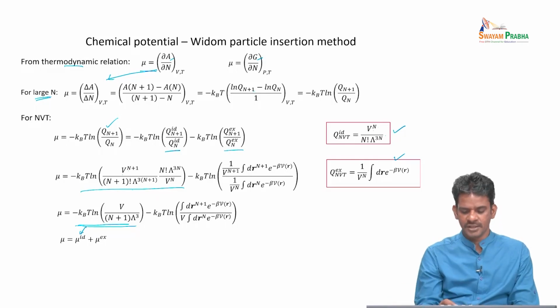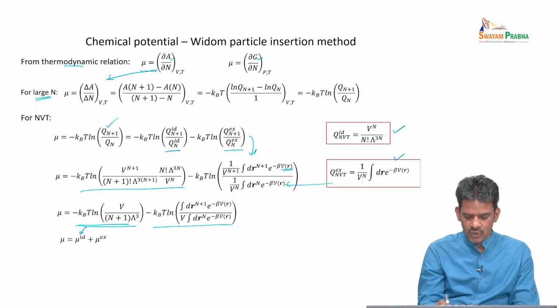Similarly, if you look at the excess part, you are going to substitute N plus 1 wherever N is for the numerator, and then you get 1 by V_{N+1} integral over configurational space with the N plus 1 particles, and this is the potential energy for the N plus 1 particle system, and in the denominator you will have the same expression for the N particle system. So you see this V power N gets cancelled, you have 1 by V here. So, this part we call the excess chemical potential.